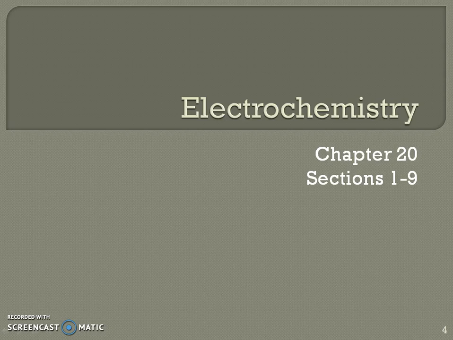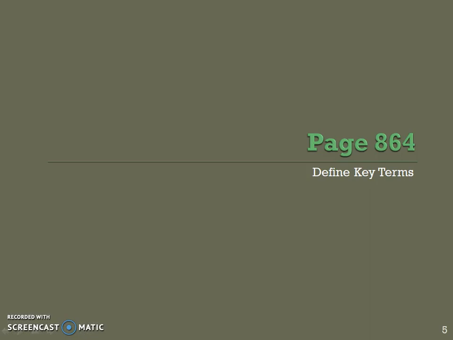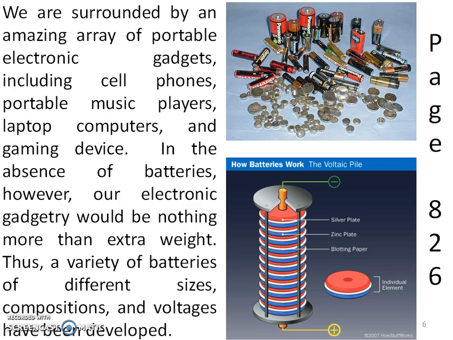This is Mrs. O'Neill for AP Chemistry, Chapter 20, Section 1, Electrochemistry. Be sure to look over those key terms on page 864.